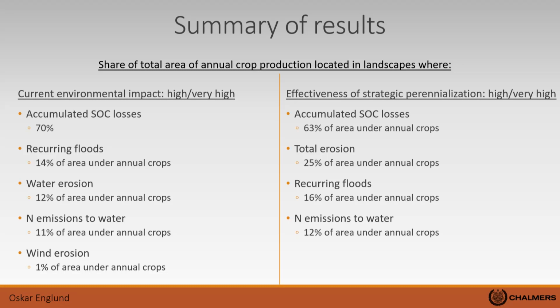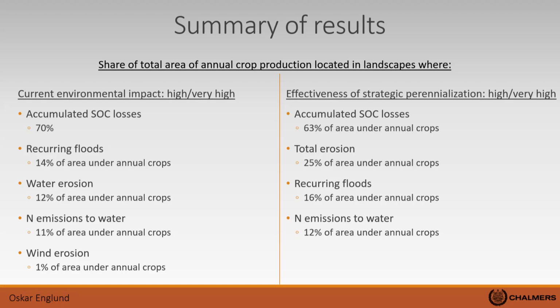And it's similarly high for the effectiveness, that 2/3 of the area of annual crop production in Europe is located in landscapes where the effectiveness in mitigating soil organic carbon losses by strategically introducing perennial crops is high or very high. Recurring floods affects 14% of the area under annual crops, and similar numbers for the effectiveness. Water erosion 12%, and wind erosion, as I said, affects 1% of the annual crop production in Europe.